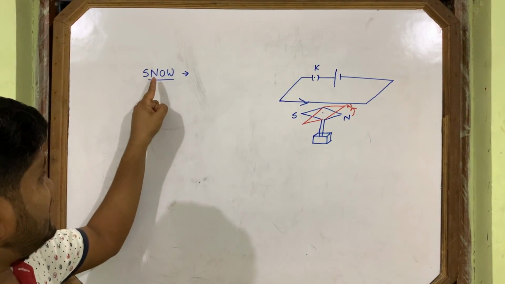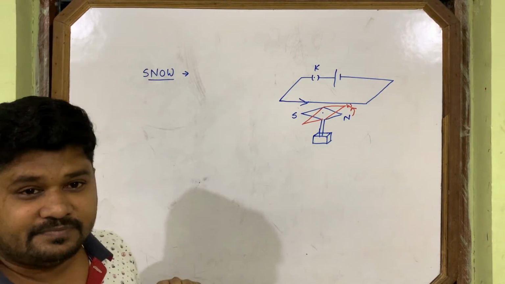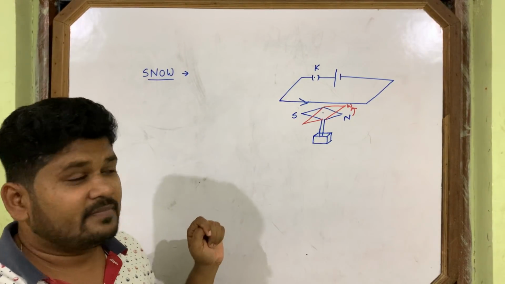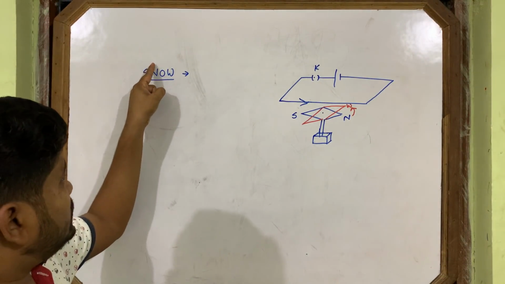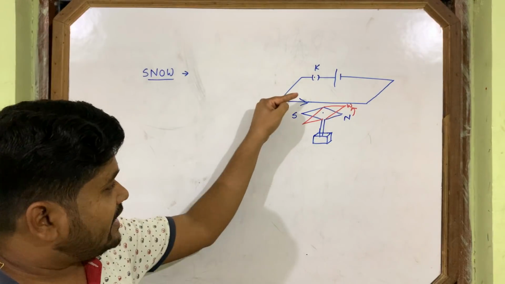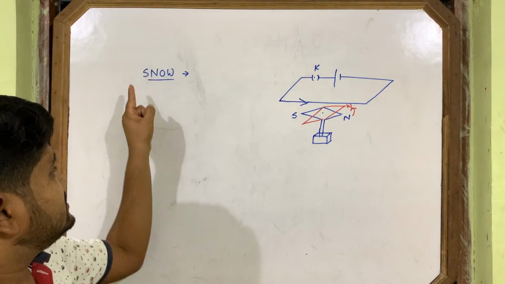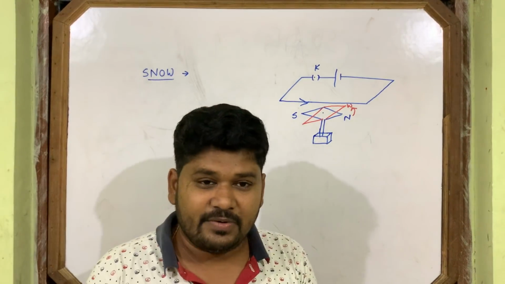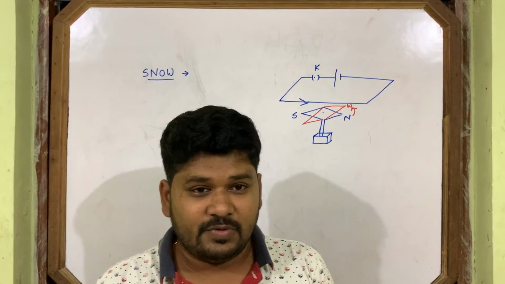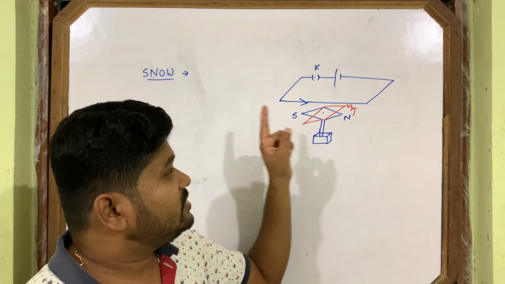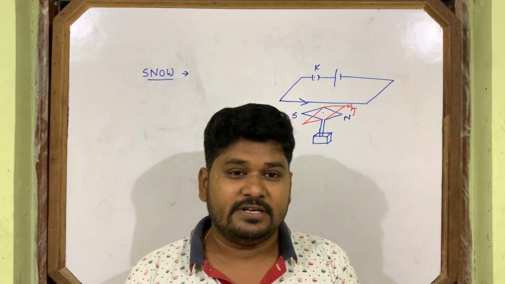You see, SNOW: when current passes from south to north along a conductor kept over a needle, O stands for over, the north pole is deflected towards west. South, north over west. You can write it like this from the full form: when current passes from south to north along a conductor kept over a needle, then the north pole is deflected towards west.